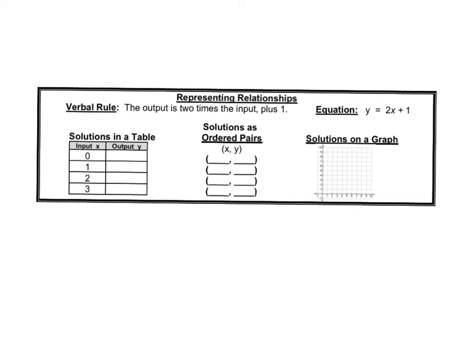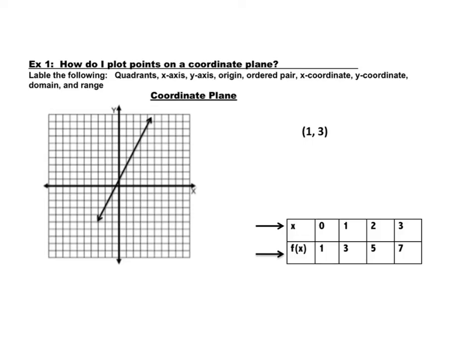We can then put solutions to this in a table by plugging in the x's. Those points then become ordered pairs, which then we can put on a graph. And so we'll be looking at all of those methods in this lesson. Example 1, how do I plot points on a coordinate plane?